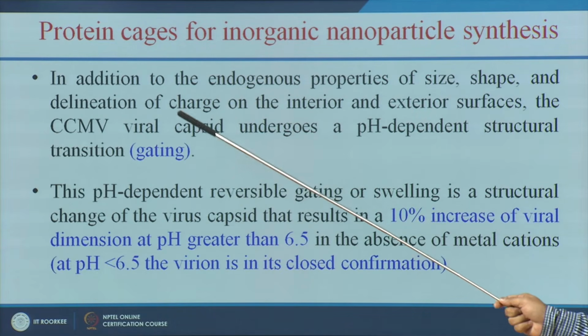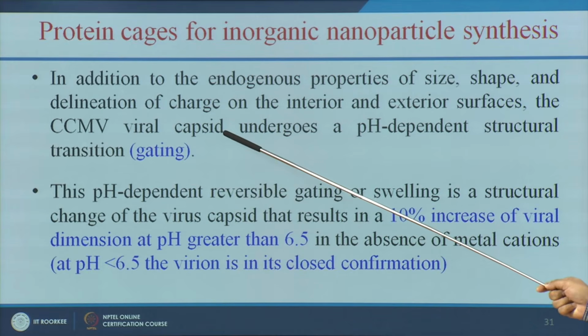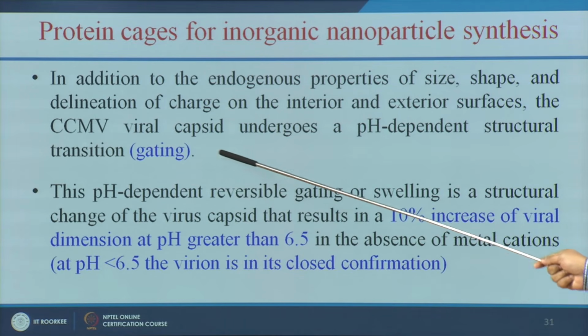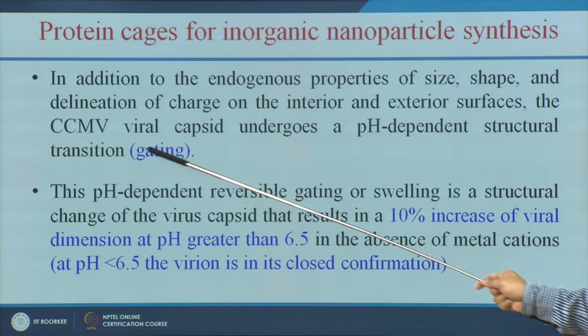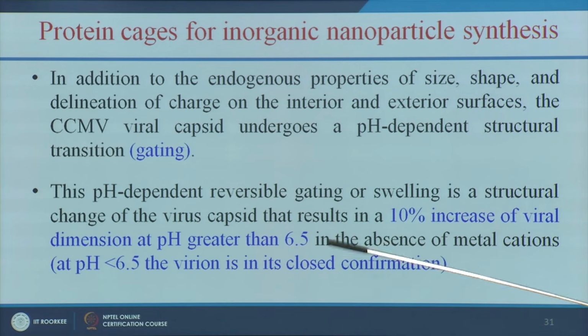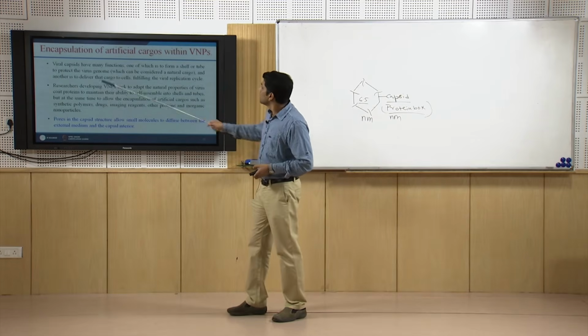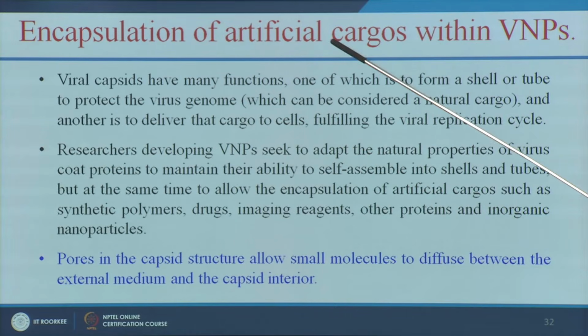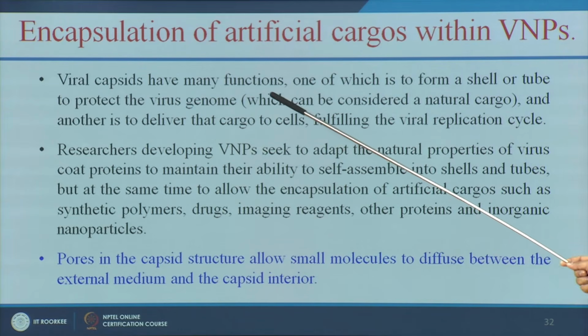So another important property of this CCMV viral capsid is it has the property of gating. So what is gating? It is a pH dependent structural transition, that is called gating. So if the pH is greater than 6.5, there will be a 10% increase of viral dimension, and it can easily allow any materials to go inside. And the next one is we can encapsulate artificial cargo within the viral nanoparticles. So as I told you earlier, the viral capsid has many functions, okay.